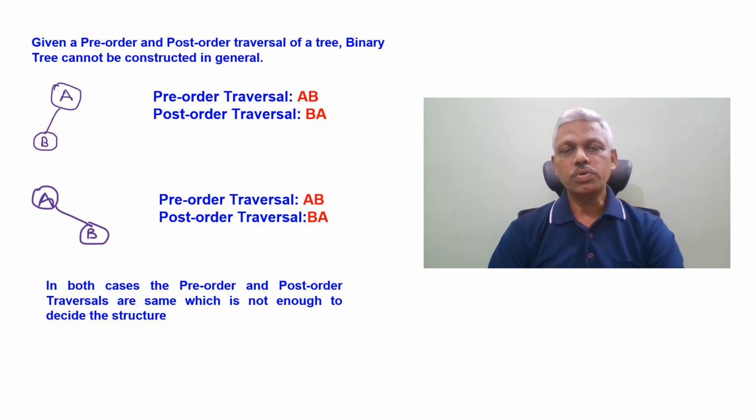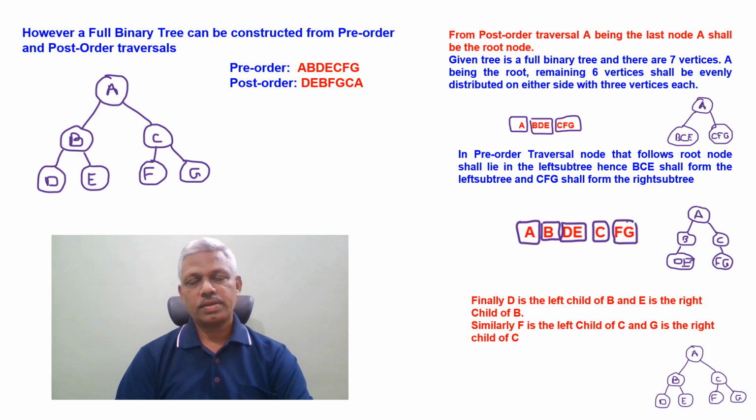However, we can do this in special cases. A full binary tree is a binary tree in which at each level all vertices are present. For example, in this case, at the 0th level one vertex is there, at the first level two vertices are there, and at the second level 2 power 2, that is 4 vertices, are there. So in general, in a full binary tree, at each level all possible vertices shall be present. At the nth level, 2 power n vertices shall be present.